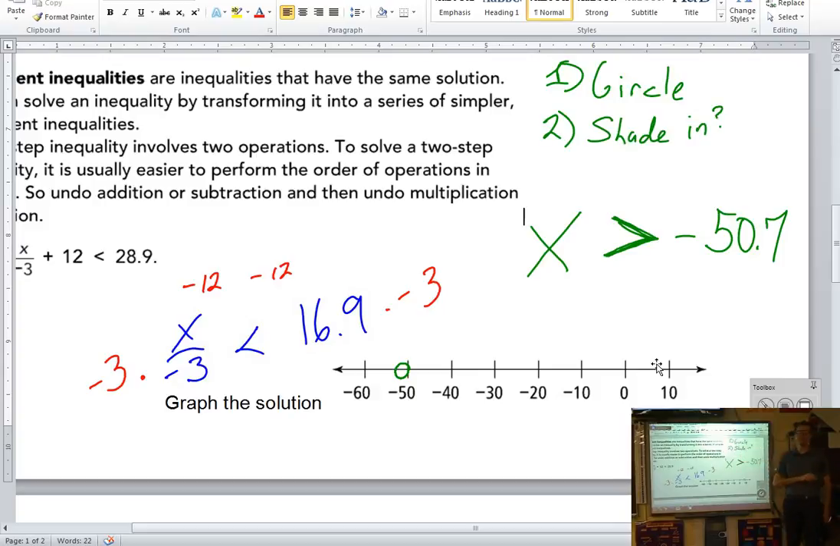Step 2 is do I shade it in? No. It's not a solution, because it doesn't have the equal to. It doesn't have the equal to. So we do not shade it in.